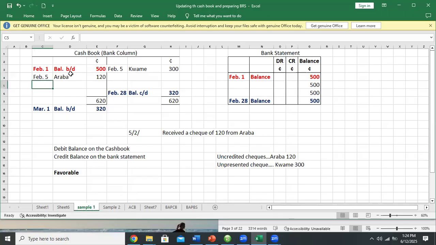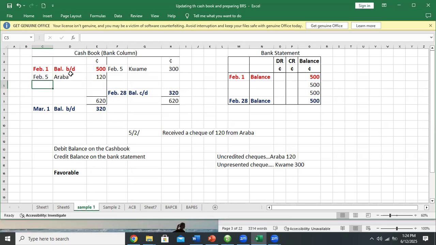So professors, look at something here. We have now appreciated how it works when we're talking of uncredited checks and how it works when we are talking about unpresented checks. Now let's look at how we can reconcile the two balances.